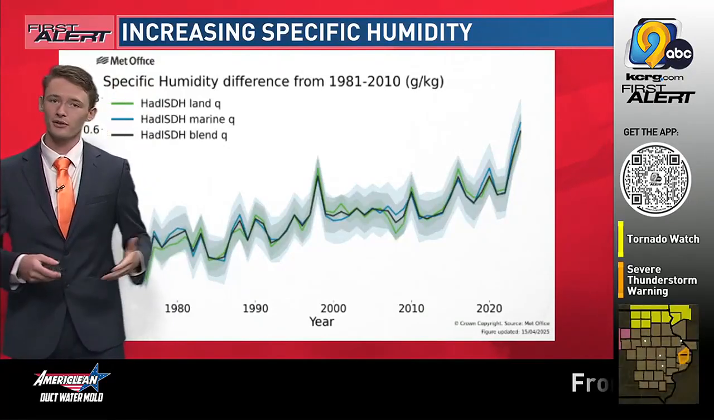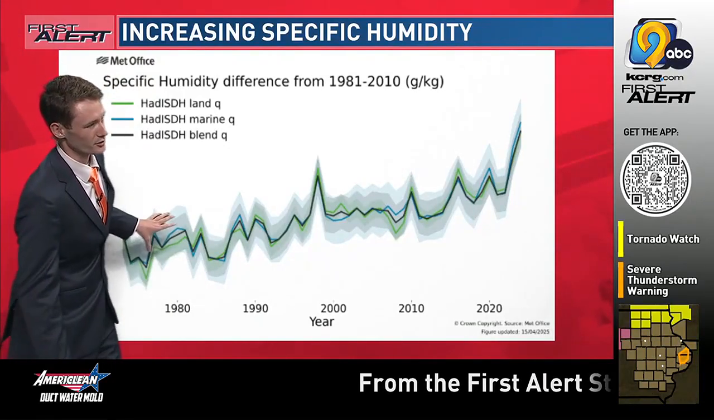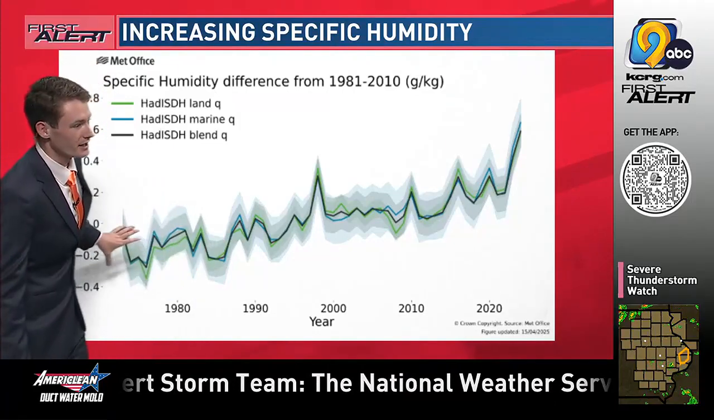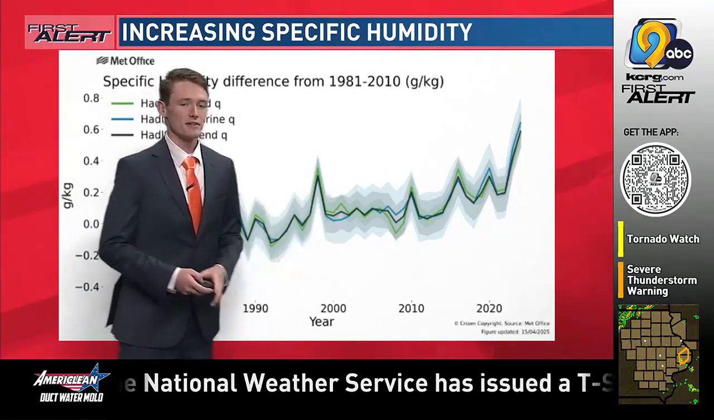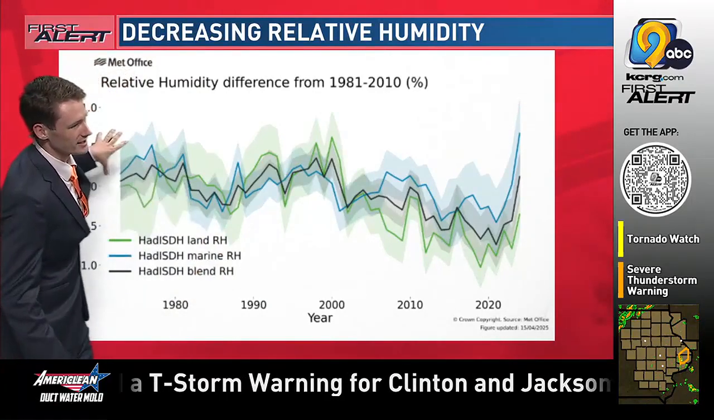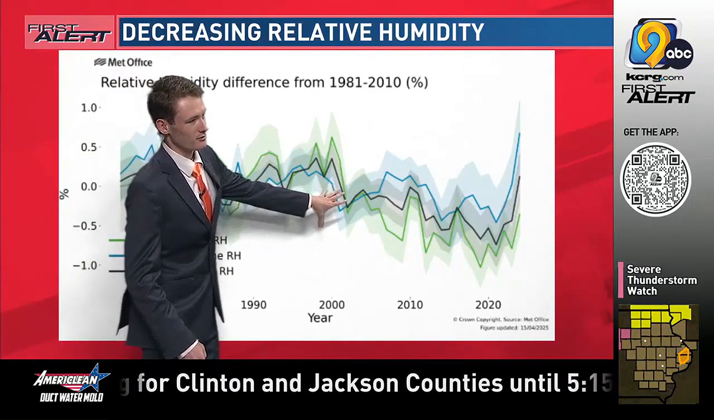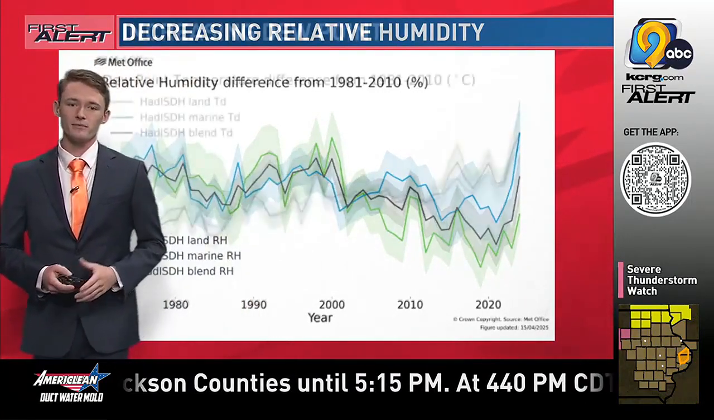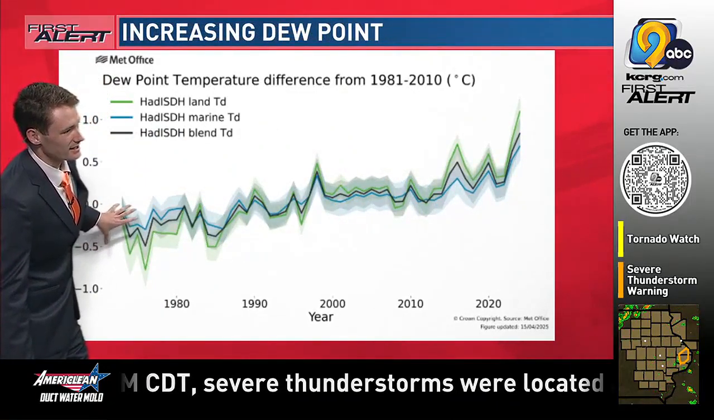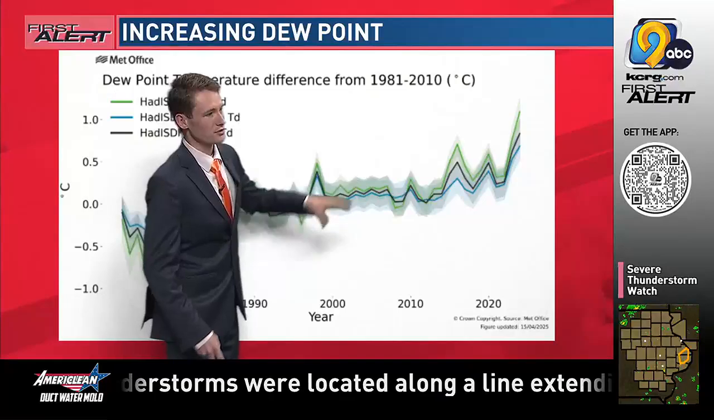Now, with that in mind, how has humidity changed over the last 30 or 40 years? Well, our specific humidity, the amount of water in our atmosphere, has increased since 1980, but our temperatures have increased at a faster rate. So because of that, we have actually seen a decrease in our relative humidity. Now, putting that in terms of dew point, we have seen a slight increase in our dew point since 1980, and it's been about a half a degree to a degree Celsius.